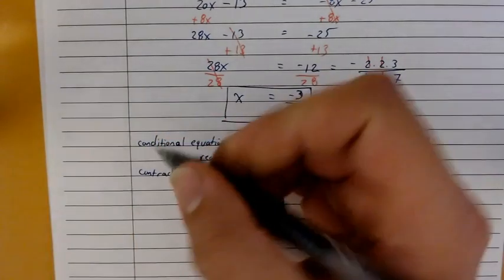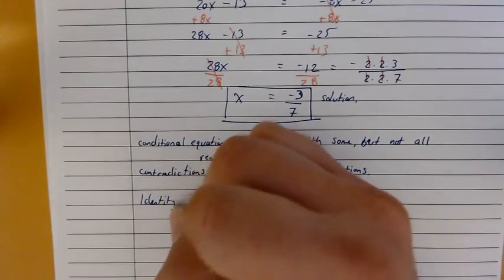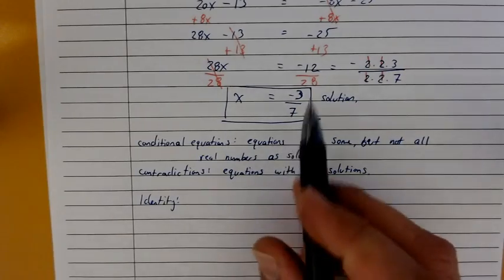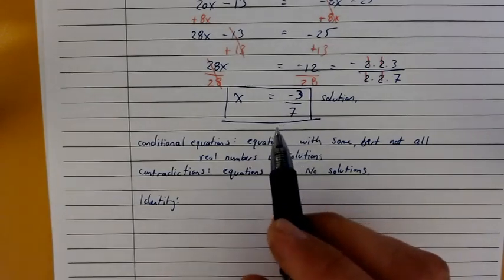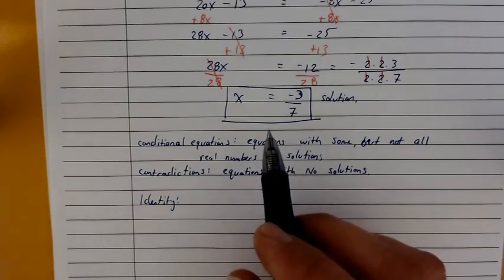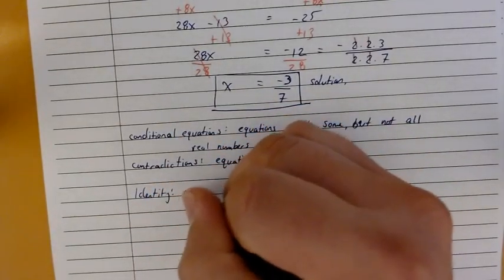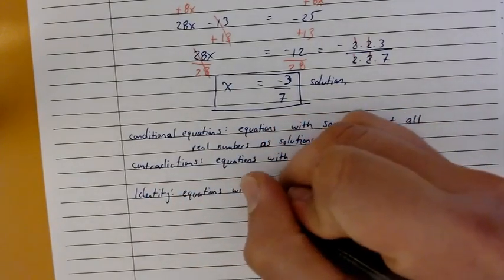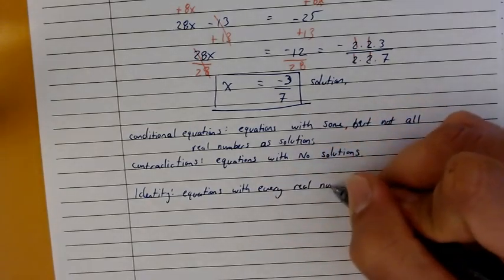Finally, the third category is what's called an identity. An identity is an equation where every number is a solution. Not just a select few or a select 1 or a select 5 or whatever, but any and every number you could ever imagine. 1 is a solution, so is 2, 3, 4, 5, 1/2, 1/3, 1/8, everything. Every number is a solution. Identities are equations with every real number as a solution.